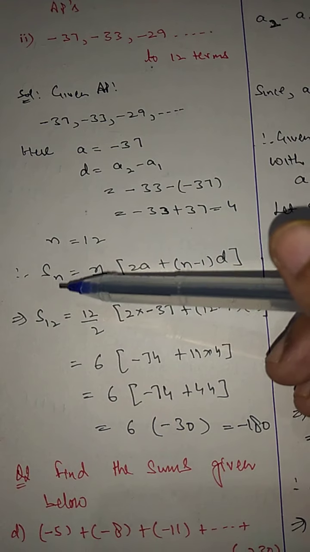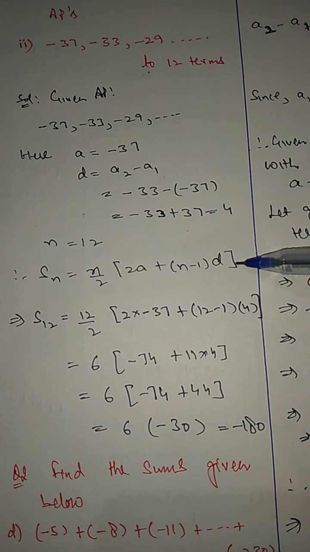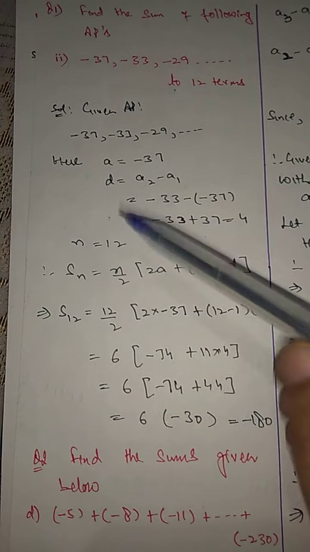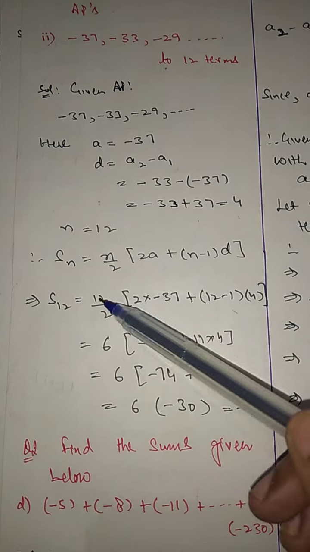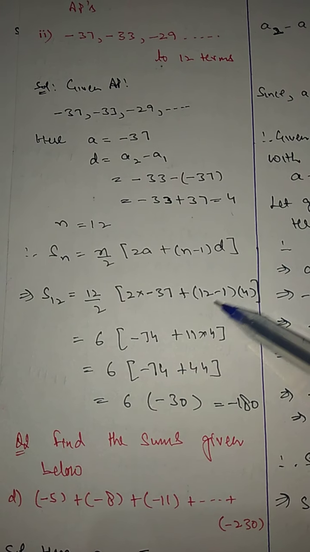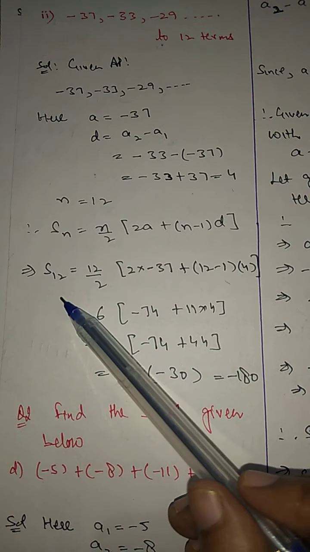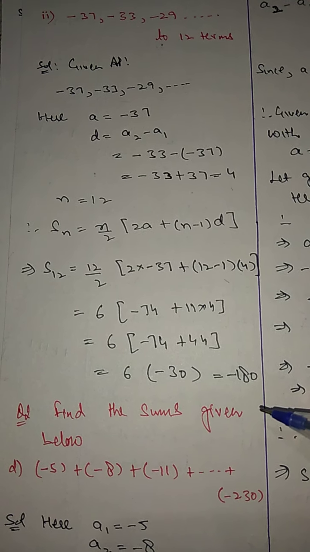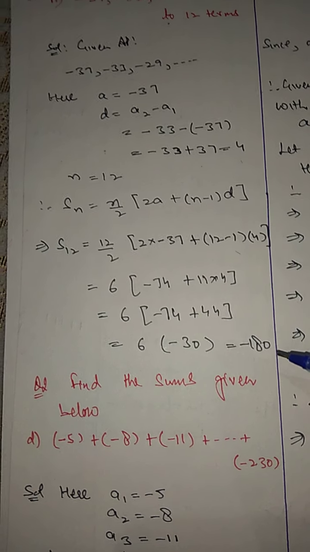So we have the formula Sn = n/2 [2a + (n minus 1) d]. If we use these values of a and d, and n as 12, we get 12/2 into [2 times minus 37 plus (12 minus 1) into 4]. After solving these simplifications, we get S12 as minus 180. So the sum of the first 12 terms of this AP is minus 180.